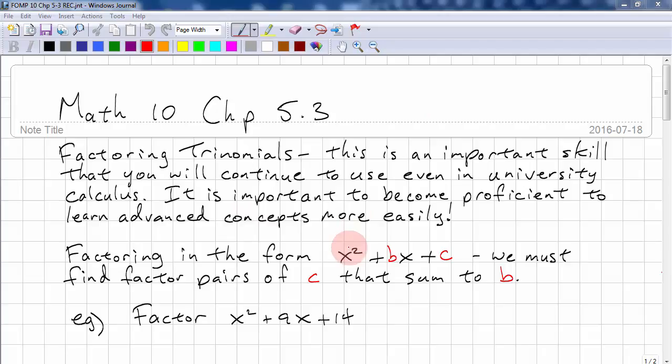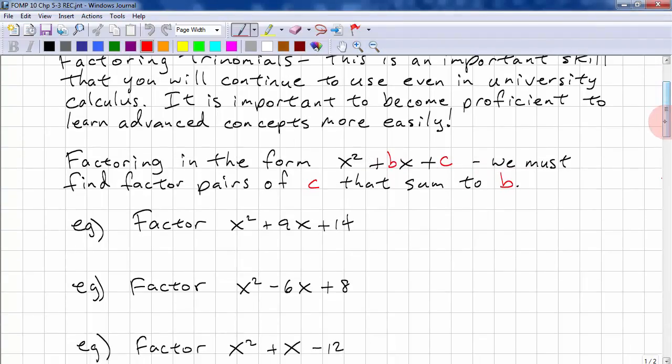So, factoring in the form of x squared plus bx plus c, we must find factor pairs of c, and they have to add up to b. Let's do this with an example. This is in the correct form. We just have an x squared, and b is 9 and c is 14. If there was a number in front of here, we can't use this method. We look at factor pairs of 14, 14 and 1.